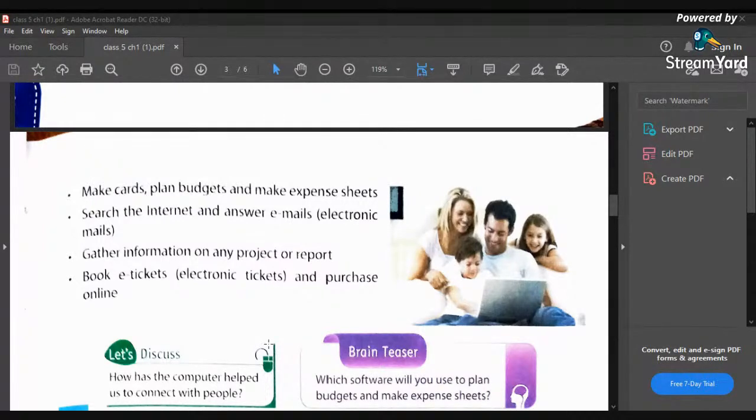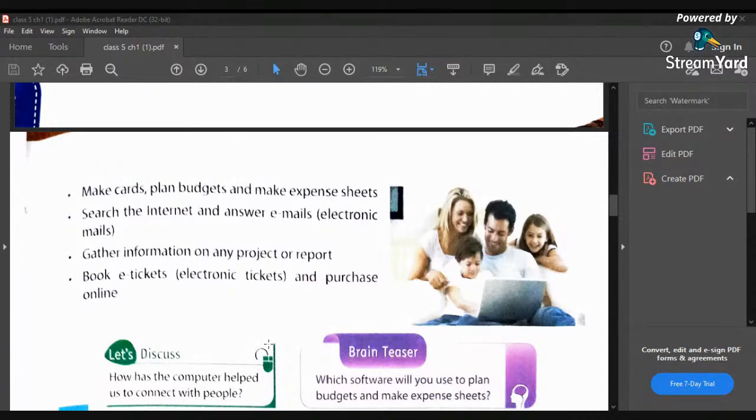After that, you can make cards, plan budgets and make expense sheets with the help of computers, and use the internet and answer email. Email means electronic mail. Students use the internet, answer emails and gather information for projects and reports with the help of computers.